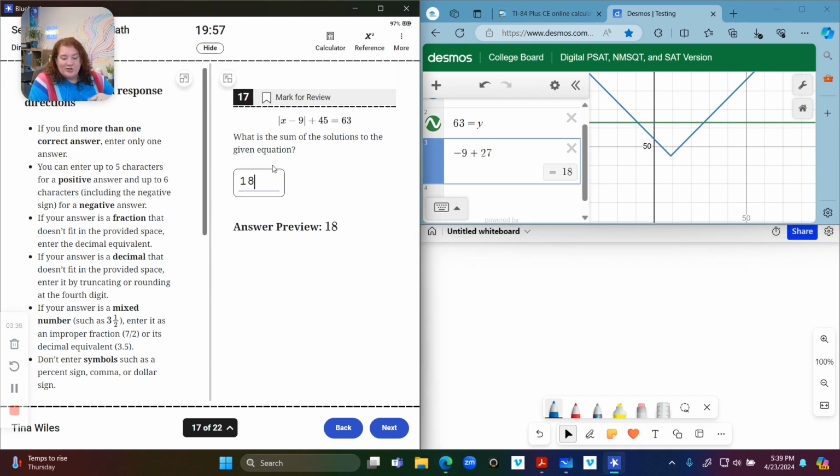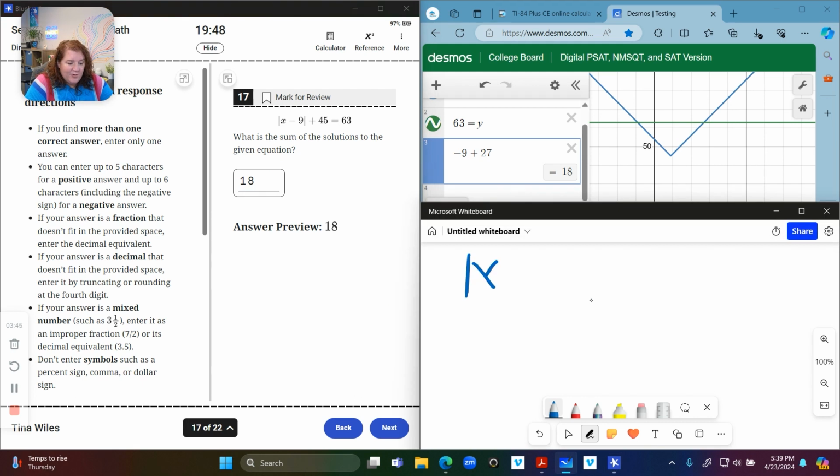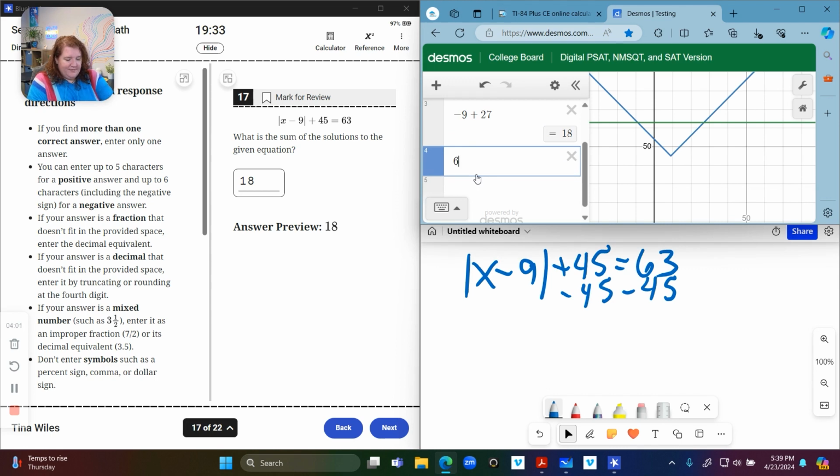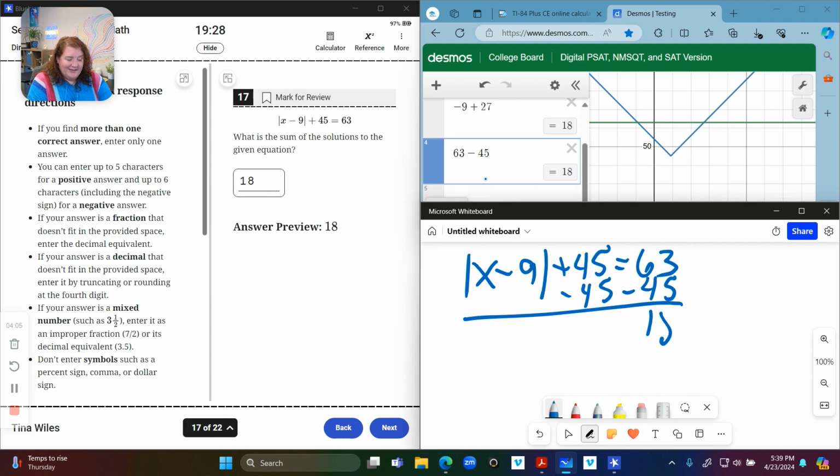Now I told you I'm going to show you other ways to solve it. You could solve this algebraically. If I'm solving an absolute value problem, I need to get the absolute value by itself before I do anything. So I'm going to subtract 45. 63 minus 45 is 18. I thought it was 18, but I didn't want to screw that up on video.